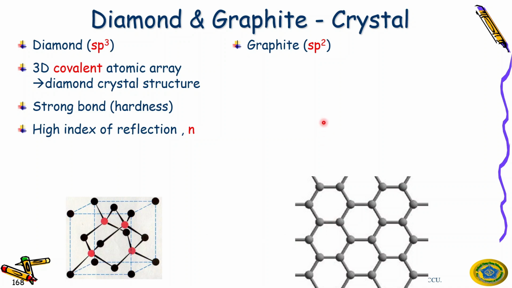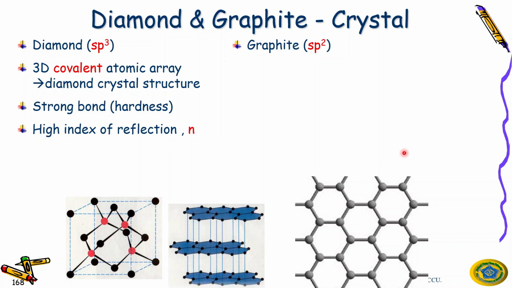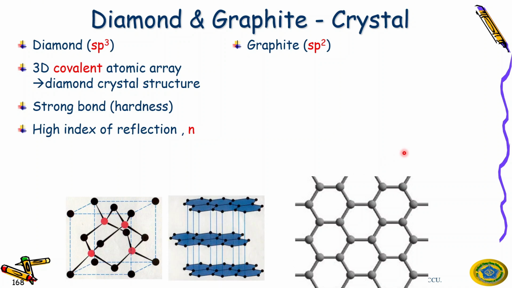So it's all made of the same element, but only a different structure. And it makes things very different. For example, this diamond is very shining, right? It's transparent, but the graphite is dark.